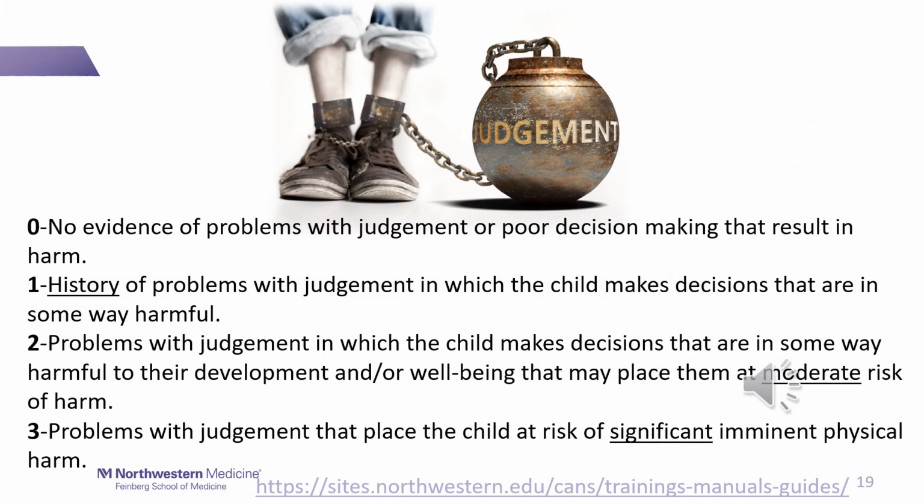68, judgment. 0, no evidence of problems with judgment or poor decision making that result in harm. A 1 is history of problems with judgment in which the child makes decisions that are in some way harmful. 2, problems with judgment in which the child makes decisions that are in some way harmful to their development and or well-being that may place them at moderate risk of harm. And a 3 is problems with judgment that place the child at risk of significant imminent physical harm.